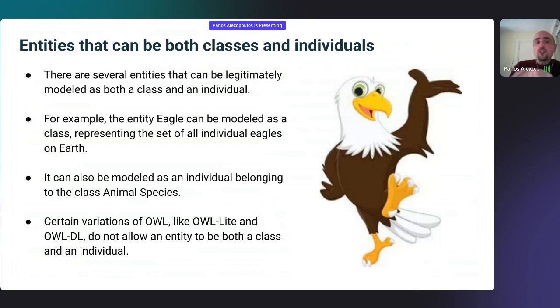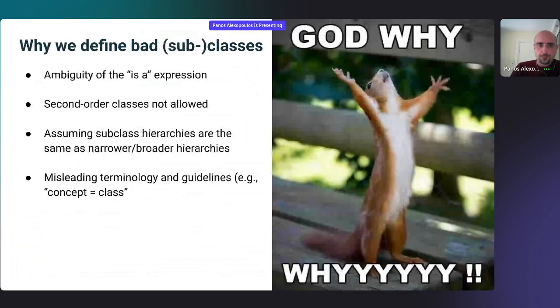And as we saw with the case of secretary, it can be that an entity can be both a class and an individual, depending on how you view it. For example, the entity eagle can be modeled as a class, representing the set of all individual eagles on Earth, and it can also be modeled as an individual, belonging to the class animal species. What happens is that certain variations of OWL, especially OWL Lite and OWL DL, do not allow an entity to be both a class and an individual. And because that happens, many knowledge engineers are conditioned that we cannot have metaclasses in an ontology, and therefore I need to model everything as a subclass relation.